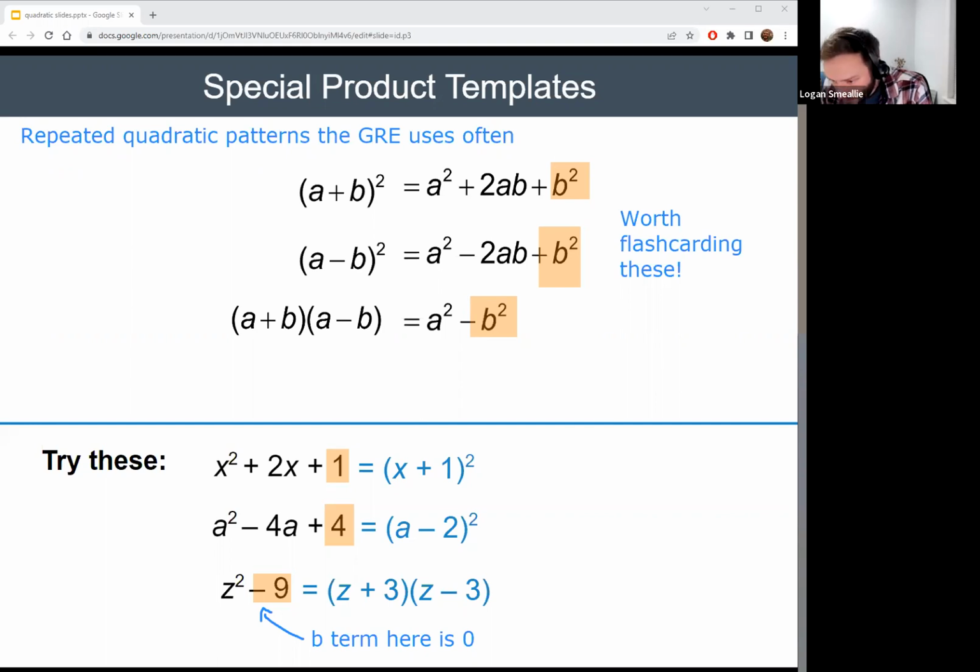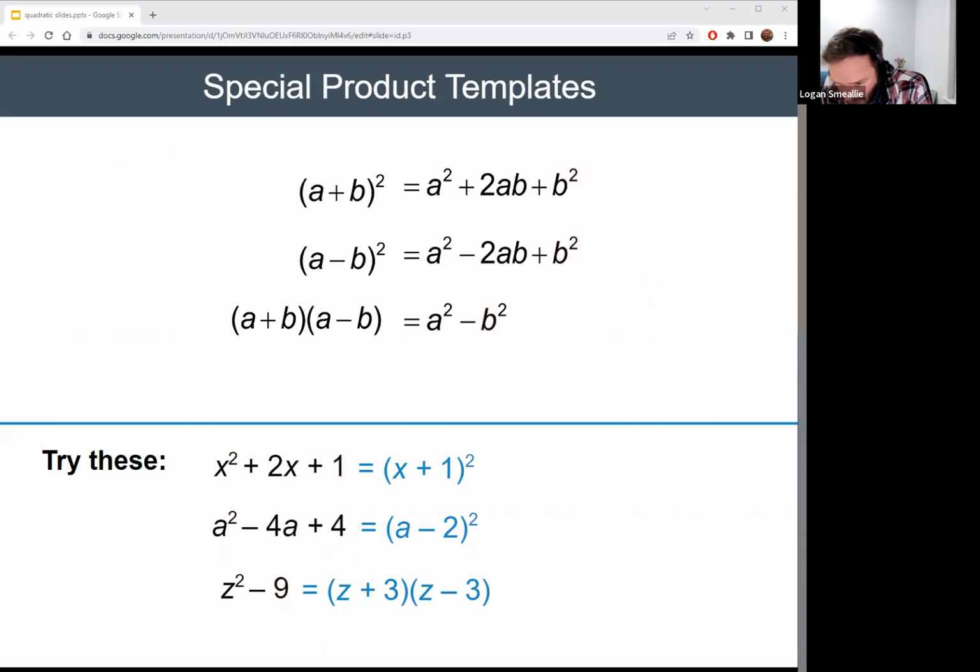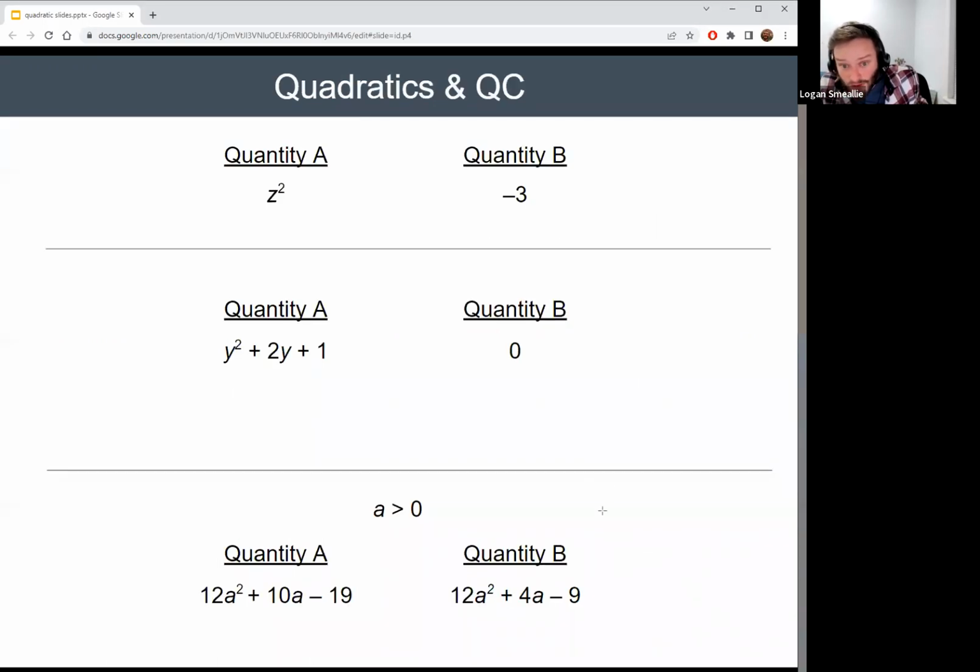Okay, let's keep going. Let's see some final examples of how they will do quadratics in QC questions. QC questions are quantitative comparisons. So here's 3 of them on the screen.